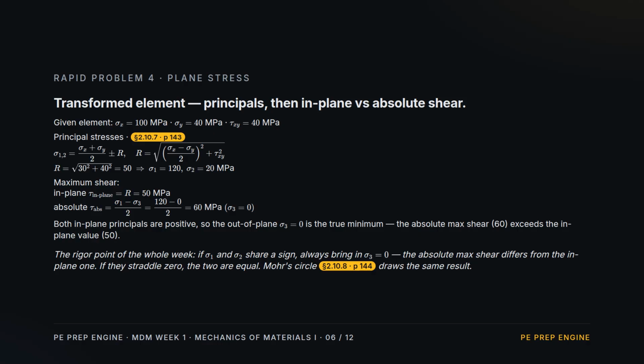But when both in-plane principals share a sign, the out-of-plane stress, 0 for plane stress, becomes the true minimum, and the absolute maximum shear, largest principal minus that 0 over 2, exceeds the in-plane value. Always bring in the 0 out-of-plane stress before you name the maximum shear.